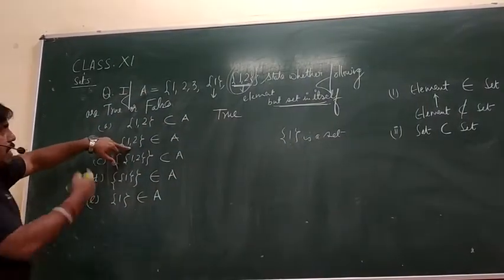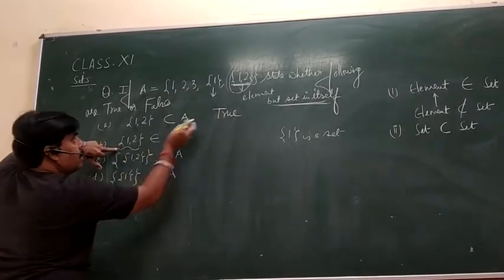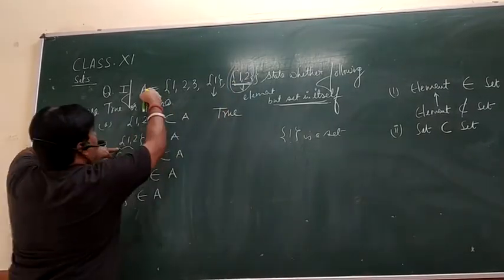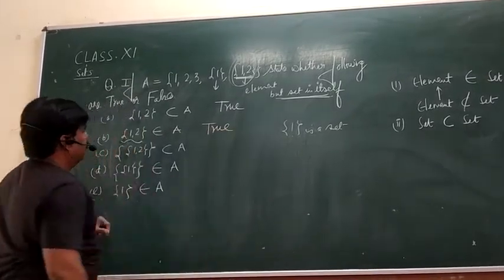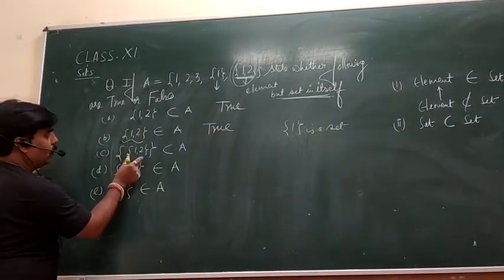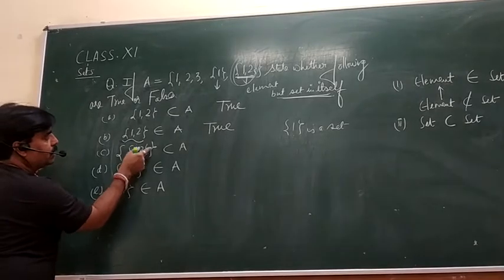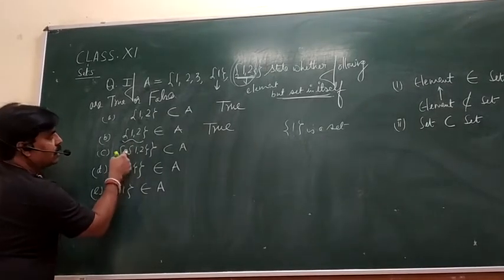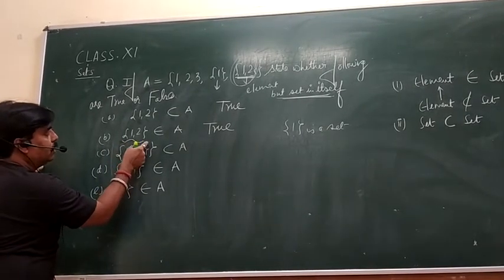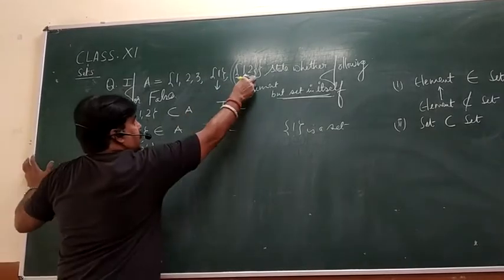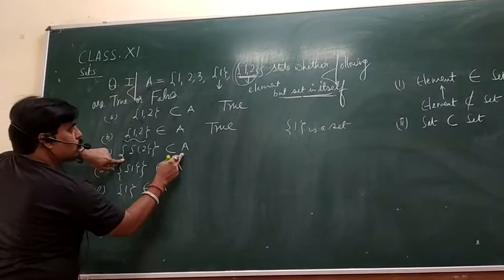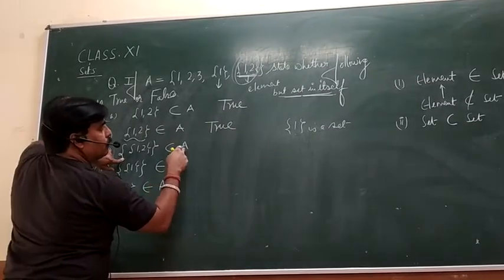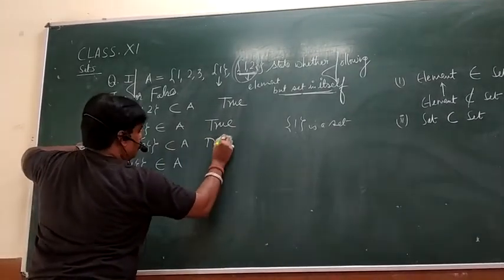Here now, this is an element belonging to A. So the second one is true. Here, see now, this is the element. Remember, look here: this is the element, but it is a set in itself. So this will also be a subset of this A. So this is also true.